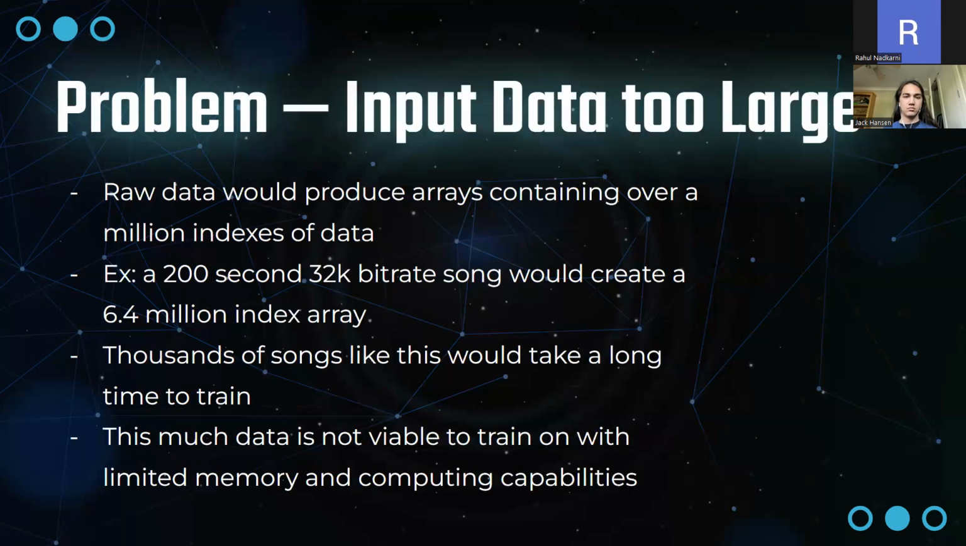So one problem we encountered was that songs are really large. A song that's 200 seconds long with a 32 kilobits per second bitrate would have an array with over 6.4 million data, 6.4 million values. And training a model with thousands of songs with arrays that large would be time consuming and just not possible with our current technologies, or at least what we have access to. And it would not be viable either, because that much data would be very difficult to just find correlation in.